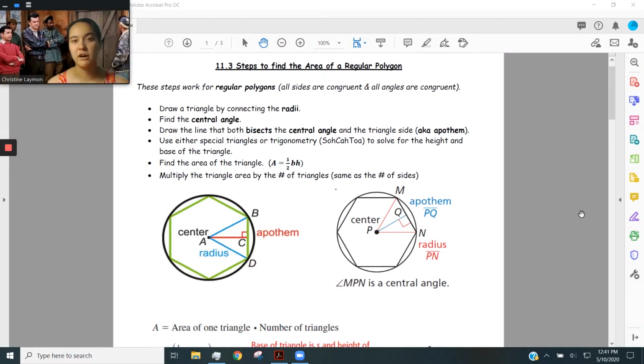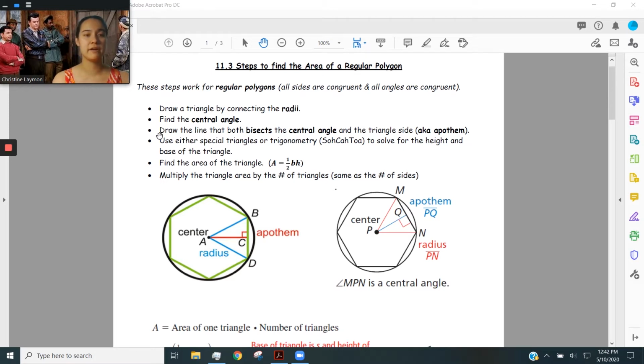So today we're going to talk about how to find the area of a regular polygon. Now, regular polygons are the nice kind of shape. All their sides are congruent and all their angles are congruent. So when we solve these, I'm going to start by describing it as a polygon that's been inscribed inside a circle, which just means that the circle goes through each point of this polygon.